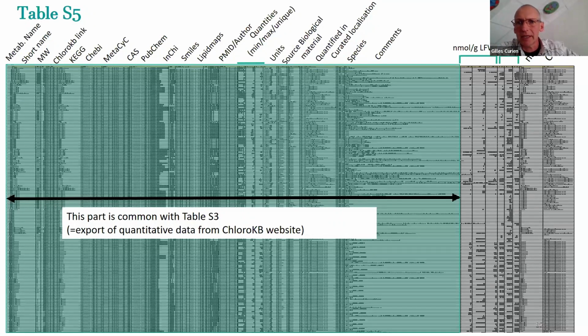You have the species comments that integrate the growth conditions in the study. Then the concentration in nanomole per gram leaf fresh weight, which could be useful for some people in modeling, rather than the micromolar that we find at the end. We repeated the name and the localization so that if you search these metabolites one by one, it's easier. The part in green is common with table S3, and the Python script was used to do the final conversion.